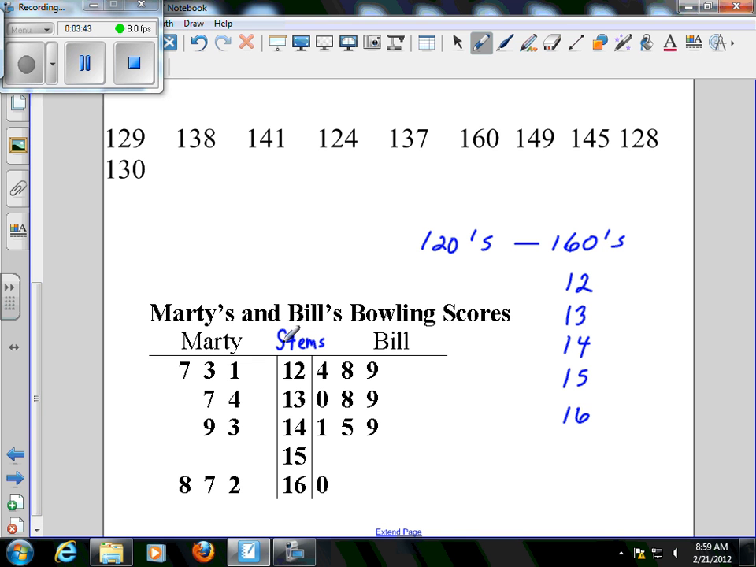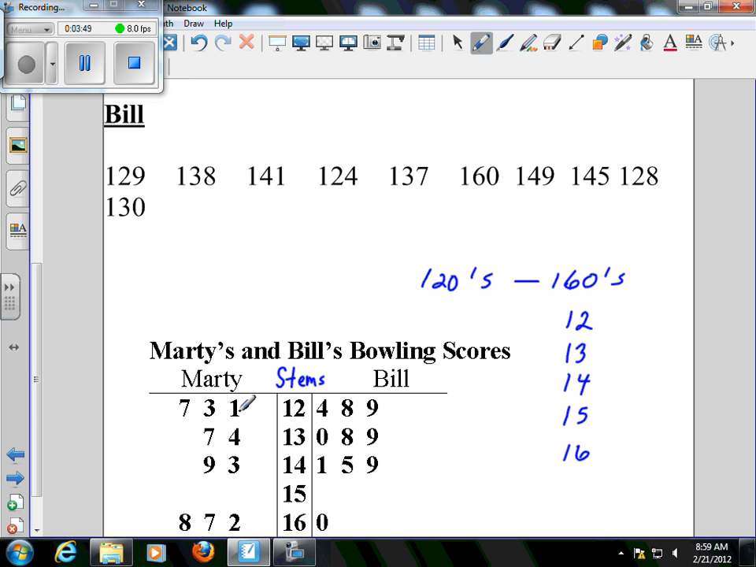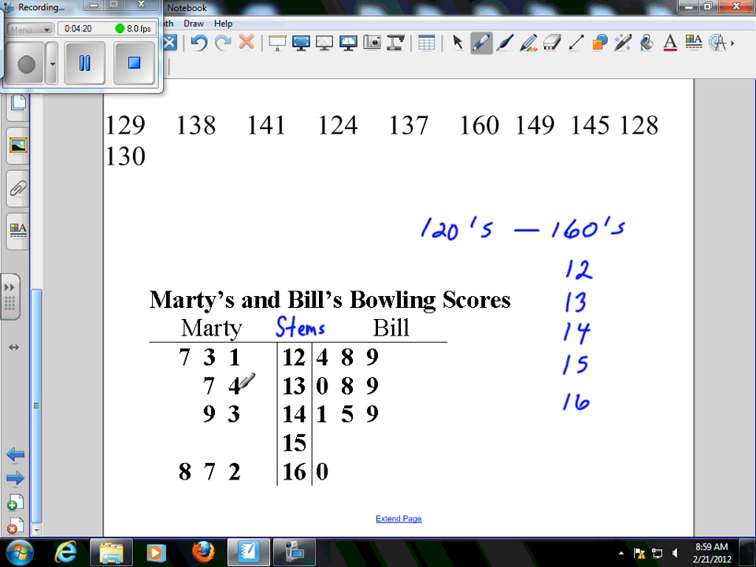Okay? So what I've done now is list the leaves for Marty. Marty had scores of 121, so I put a 1 over here next to the 12. 123, so I put a 3 next to the 12, and 127, so I put a 7 next to the 12, and Bill had scores of 124, 128, and 129. So you notice they're going in opposite directions. They go from smallest to biggest, starting from the center. So Marty's actually go toward the left, Bill's go toward the right. The reason we do this is because we get a nice side-by-side comparison.